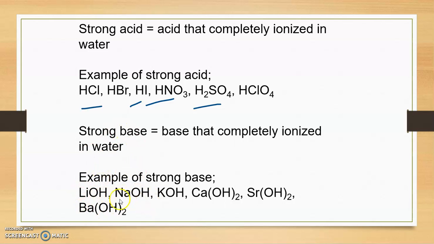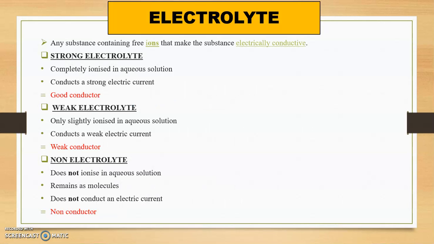Okay, untuk base pula, apa-apa yang ada OH kat belakang dengan kumpulan satu lah, NaOH, KOH, kumpulan 2, calcium hydroxide, strontium hydroxide, barium hydroxide, lithium hydroxide. Okay, next kita tengok electrolyte. So, electrolyte ni dia ada 3, strong, weak and non-electrolyte.